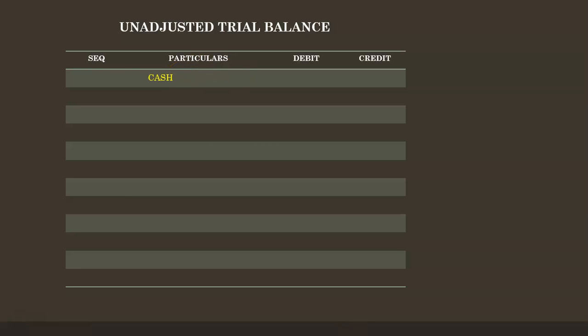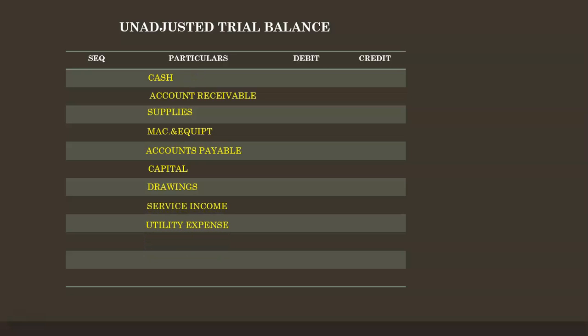Next is, sulat na natin yung mga account titles concerned. Okay? We have here cash, account receivable, yun yung pangalawa natin na summary, supplies, machineries and equipment, accounts payable, capital, drawings, service income, utility, salary expense, and total.